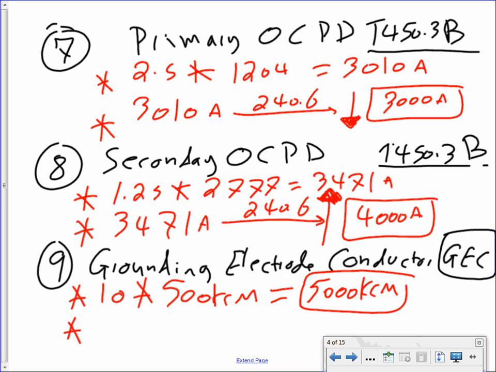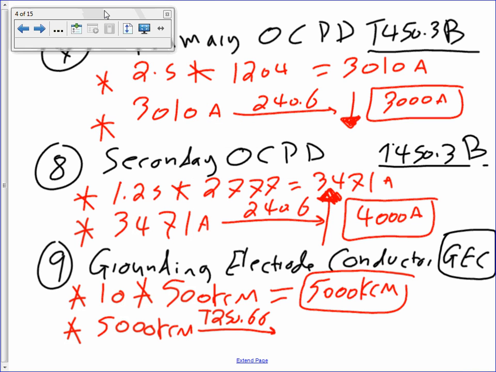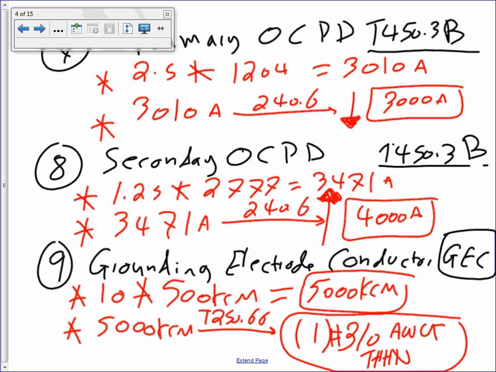And then, if you take your 5000 kcmil, take this to 250.66. We have been there many times, so if you take it to that, it will tell you all you need is just one conductor, and it doesn't have to be more than 3/0 AWG, the one conductor number 3/0. And let's use THHN. It's indoor, coming to the bottom, tied to the steel or the water in the building, to the steel, and it's a 3/0.